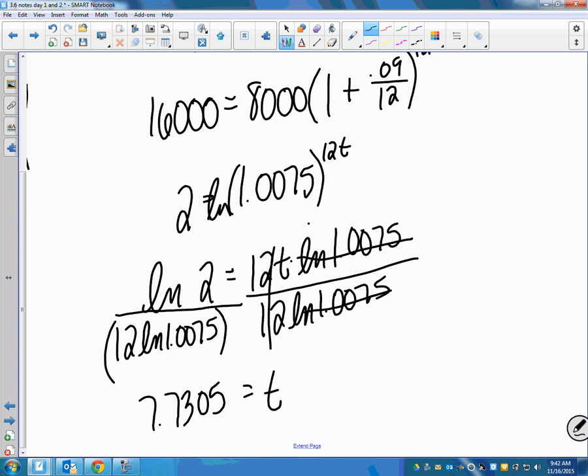I got 7.7305. Did you get that? Anybody need calculator assistance?